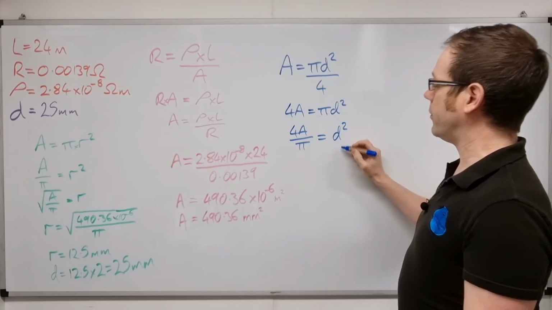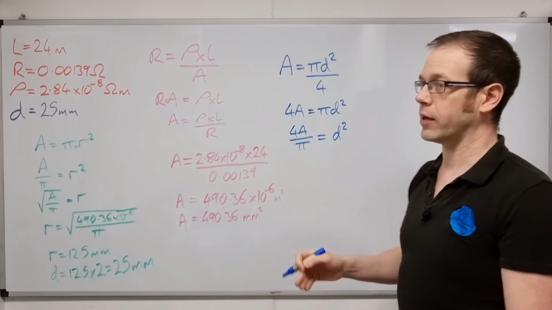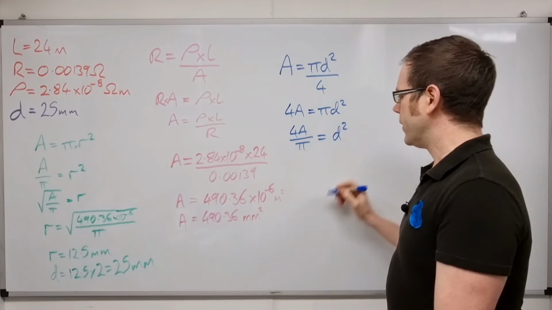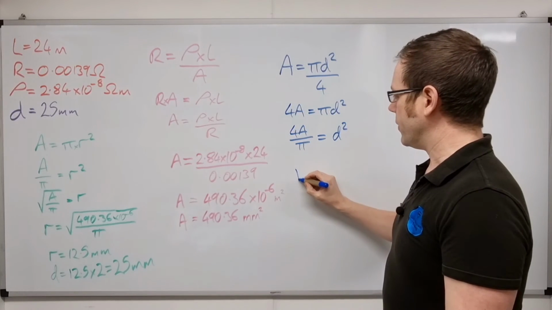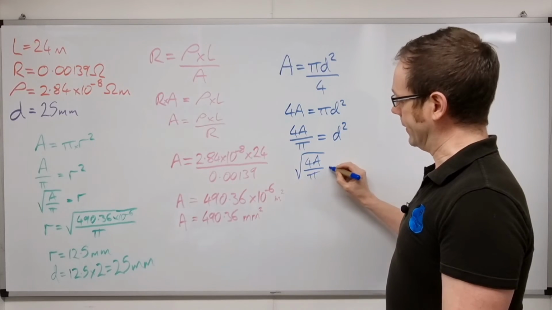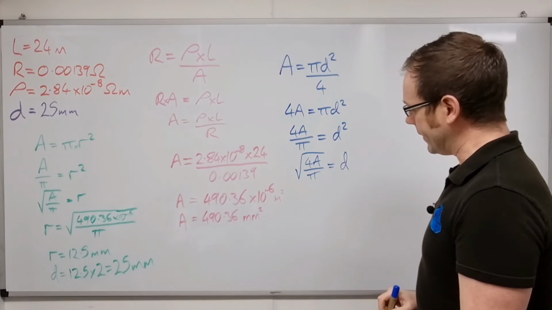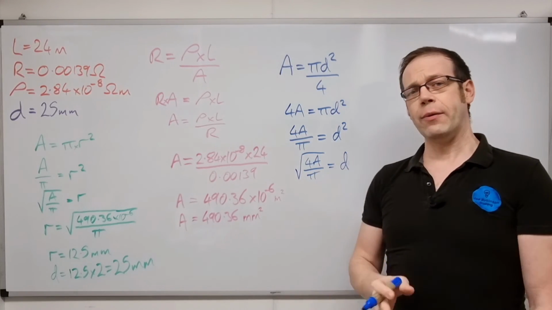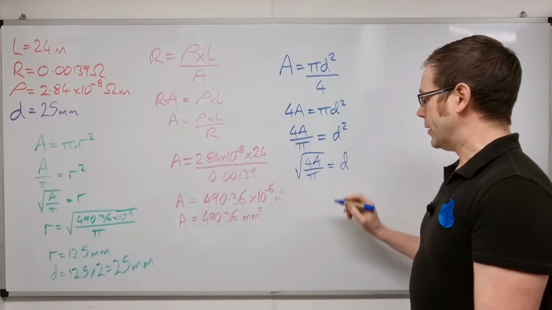We want to get d by itself, not d squared. So what's the opposite of squaring a number? It's to square root it. So we square root both sides and we end up with the square root of 4A over pi is equal to d. Okay, so now we've got d by itself, we can do the calculation.